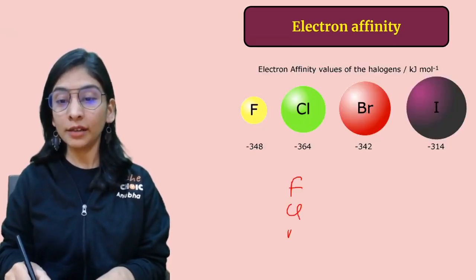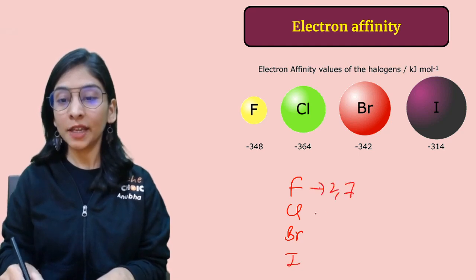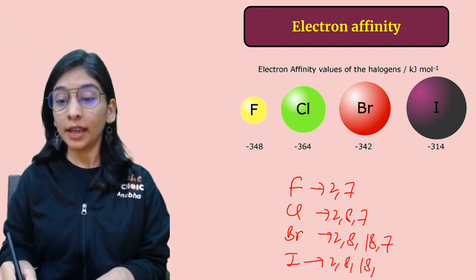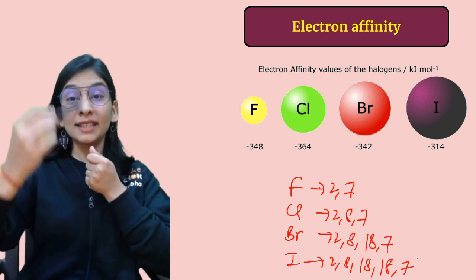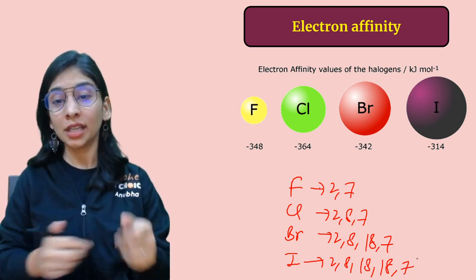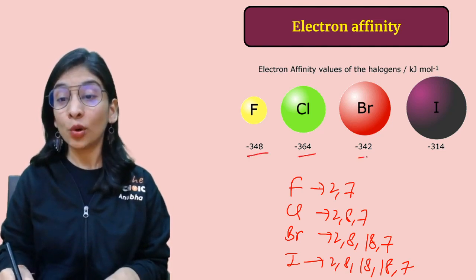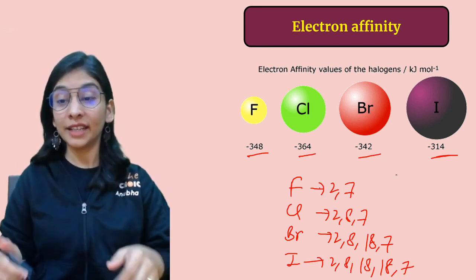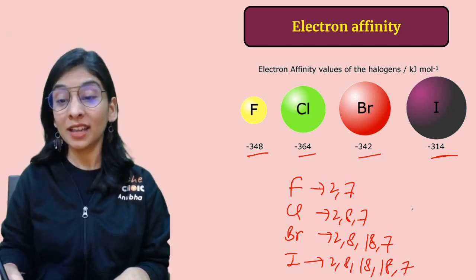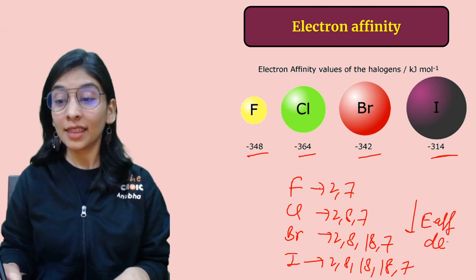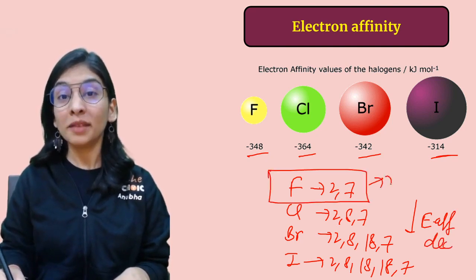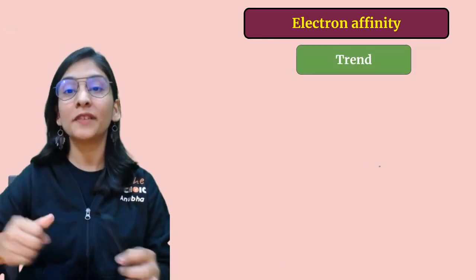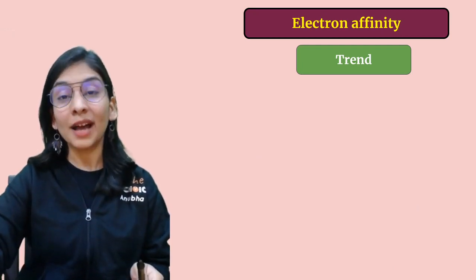Look at this: fluorine, chlorine, bromine, iodine. 2-7, 2-8-7, 2-8-18-7. More and more number of shells, less and less tendency to gain electron, less and less electron affinity. Look at these values: 340, 360, 342 and 314. What you are observing is that as we go down, electron affinity decreases, with one exception. We were expecting fluorine to show the maximum electron affinity, but that's not true. In the case of fluorine and chlorine, everyone, my chlorine is the one that will show the maximum electron affinity.